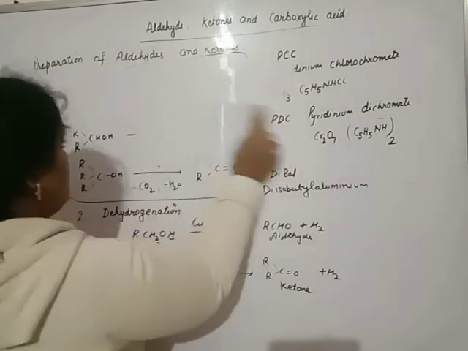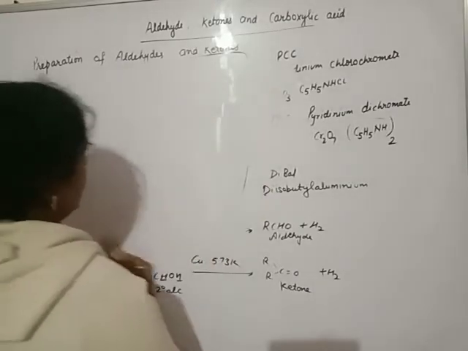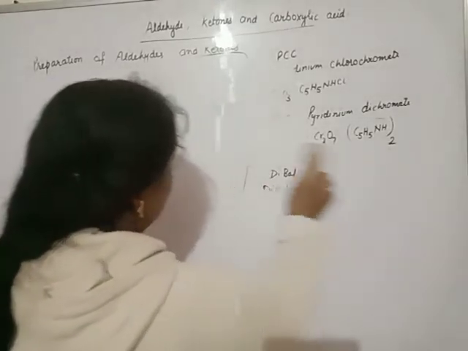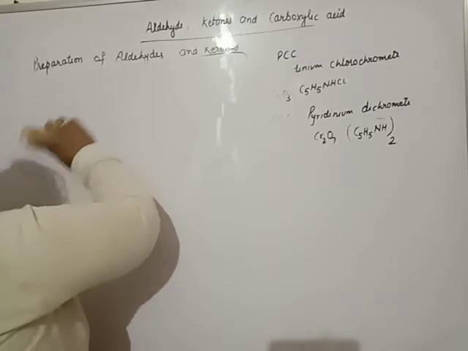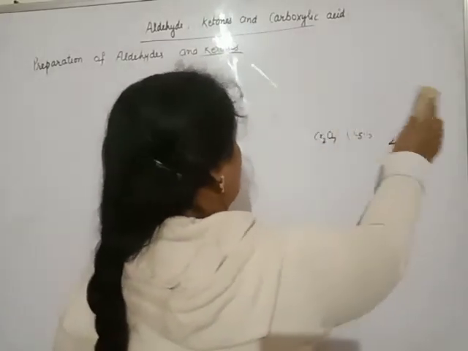Now, beta, you will know one or two more reactions for the preparation of aldehydes and ketones, from where we can prepare aldehyde and ketones both.